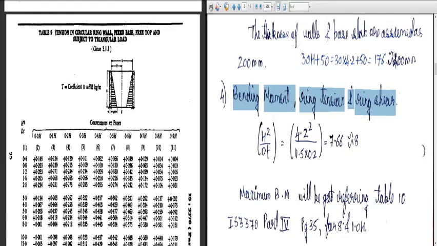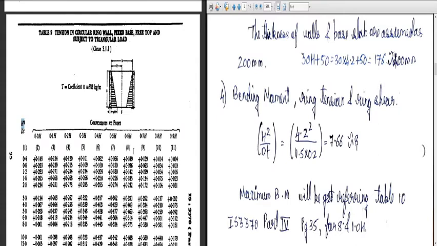Table number 9 gives the tension in circular ring wall, fixed base, free top and subjected to triangular load. Now this is how the ring tension formula is given. Ring tension T is equal to coefficient into omega H into R, where R is the radius, H is the height and omega or W is the density. For this we require the component H squared divided by D t. We have calculated H squared divided by D t considering the full height of the wall. So 4.2 squared divided by 11.5 into 0.2 is working out to be 8.